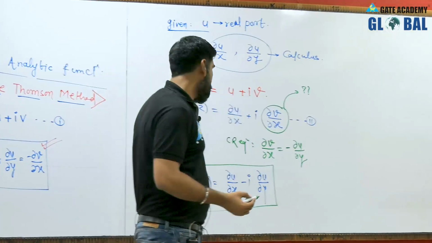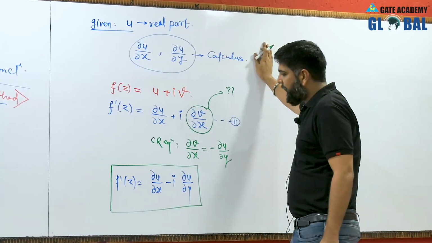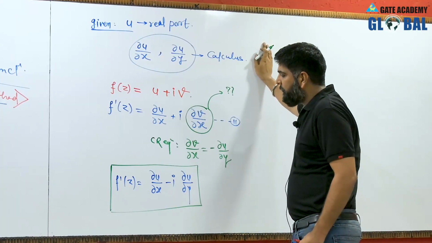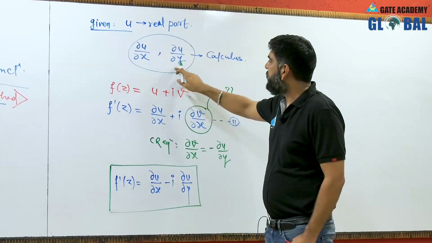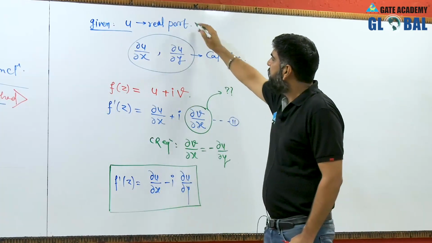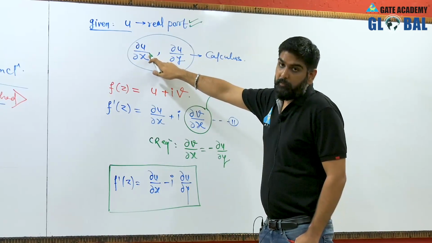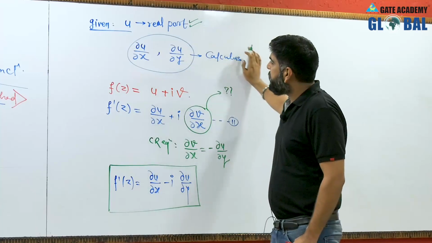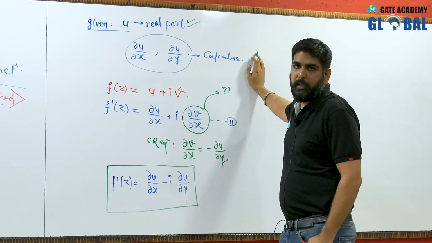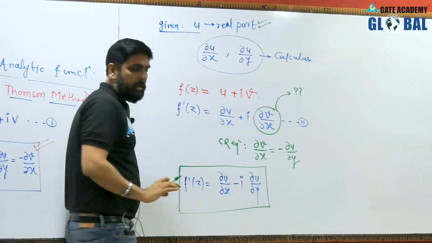And yes, dear students, can we calculate del u by del x with the given value of real part? Yes, because del u by del x and del u by del y can be calculated by us, because u is given. If u is given, you can differentiate with respect to x to get del u by del x, and differentiate with respect to y to get del u by del y. So here both are calculated by us.